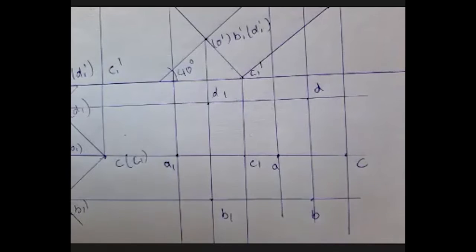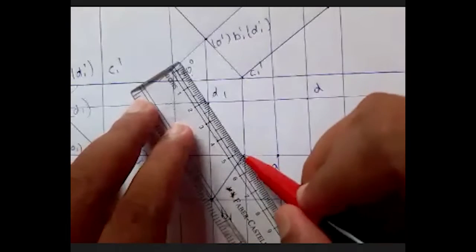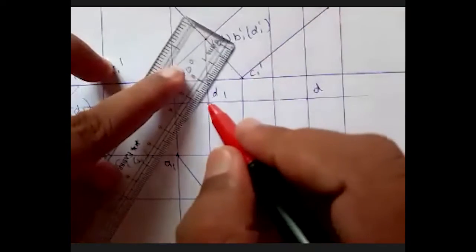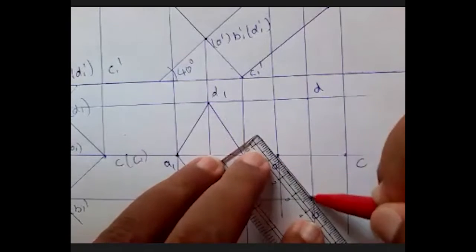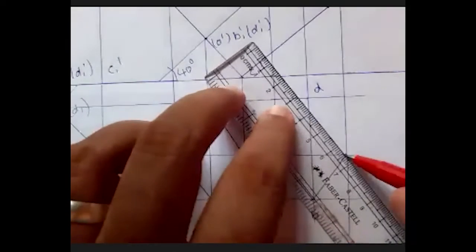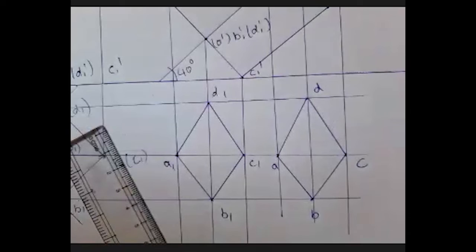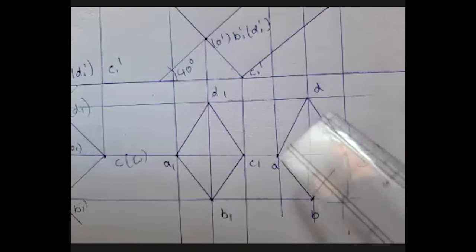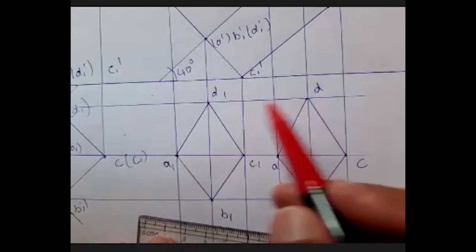So I join all the base edges first: A1 to B1, B1 to C1, then C1 to D1, then D1 to A1. Similarly, A to B, B to C, C to D, and then D to A. This is my top base, this is my bottom base. I join the outside ones. Outside has to be a solid line.